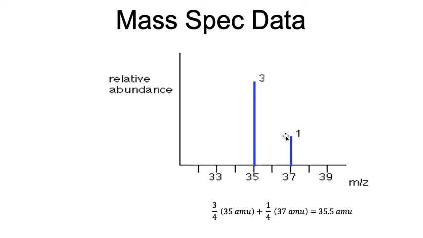Again, these numbers are kind of rounded, or we're just kind of approximating. This one looks about 3 times taller than this one. And so it's not exactly the mass of chlorine on the periodic table, but it's definitely closer than any of the other elements. So I think that's all I have for mass spec data.